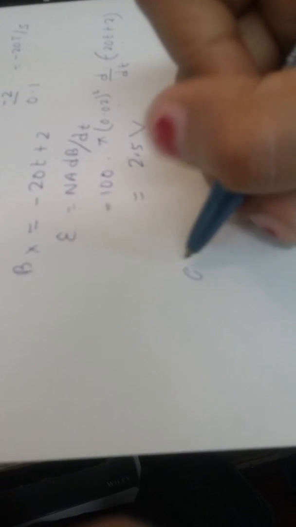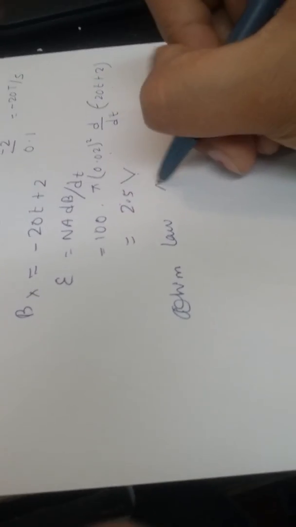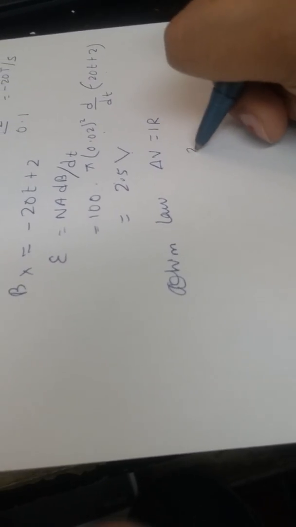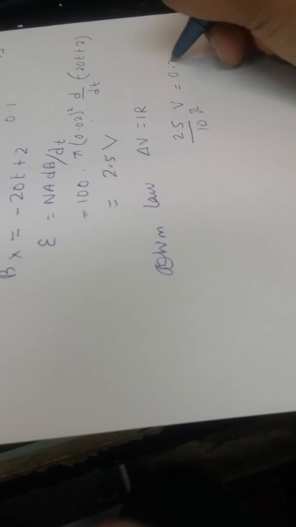The second part of the question asks us to find the current. And to find the current, since we already have a voltage here, we can simply apply Ohm's law, which is given by V equals IR. So it will be 2.5 divided by the resistance given, which will simply be 0.25 amperes.